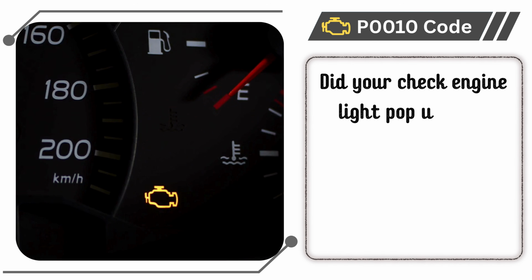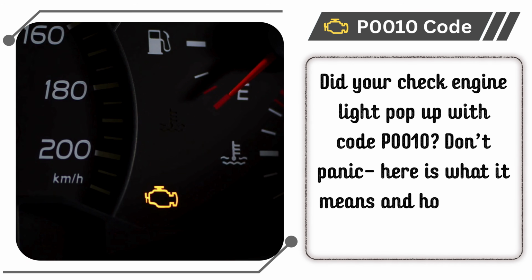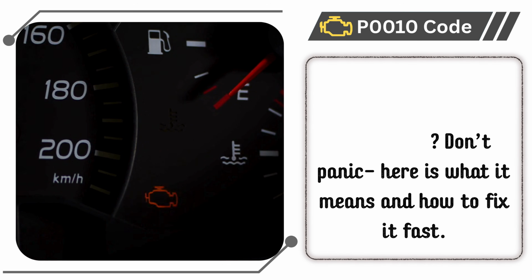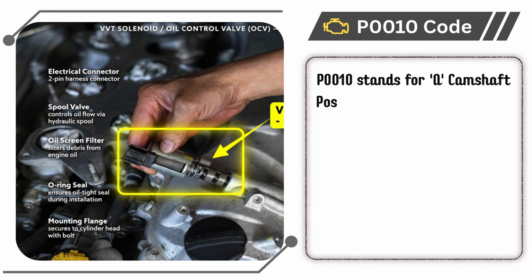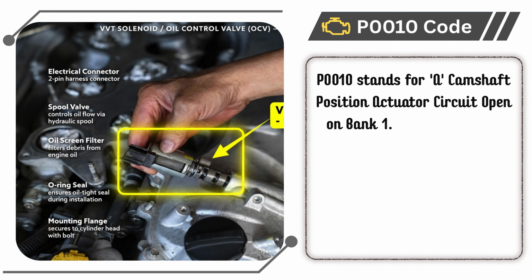Did your check engine light pop up with code P10? Don't panic, here is what it means and how to fix it fast. P10 stands for a camshaft position actuator circuit open on bank 1.